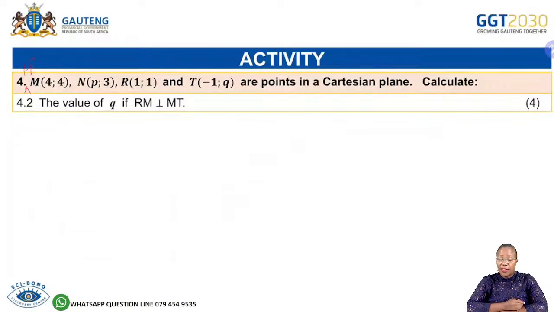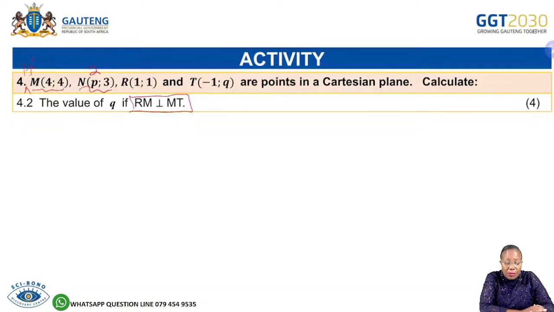Okay, grade 12, let's see now how did it go. Right, we are still having the M coordinate 4 and 4, the N coordinate, which is now 2 and 3 as we have calculated, and then R is 1 and 1, T is minus 1 and Q, and those are the points on our Cartesian plane. In this case we have to calculate the value of Q if RM is perpendicular to MT. Can you see, grade 12 here? We are relying on what? On the gradient of RM and the gradient of MT.